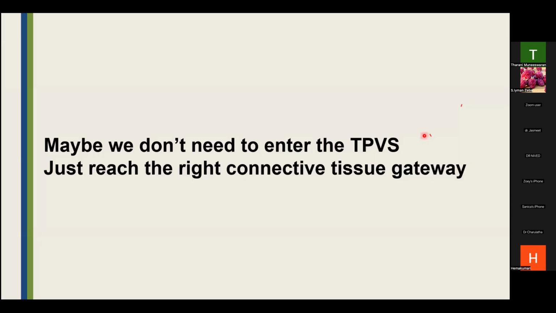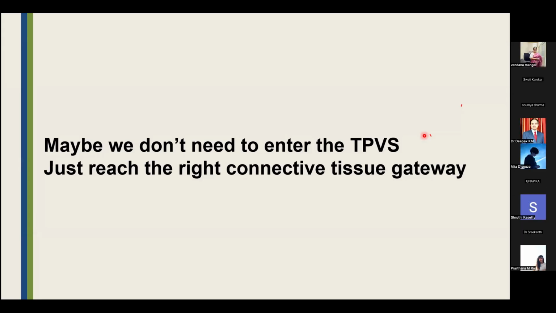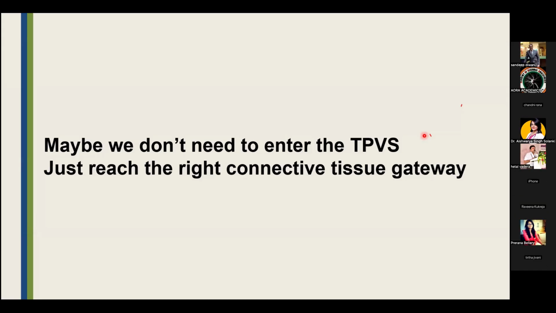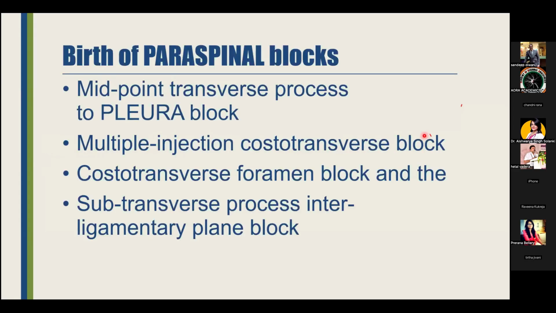So what we conclude from these two blocks is that maybe we do not need to enter the thoracic paravertebral space. You just need to reach the right connective tissue gateway. Now, what does it mean? It means that when you are near the erector spinae plane, probably you are lifting several of these fascias and your needle tip might be beyond even the erector spinae plane. And you may not be reaching even the paravertebral space, but your needle might be somewhere in between. And that exactly is the intertransverse space.